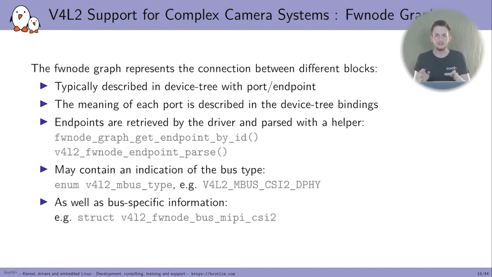So the way that it works to do that is that there is a representation of the connection between these blocks in the FW node graph. So typically this will use the device tree port and endpoint representation where you will be able to create these links between the different devices.